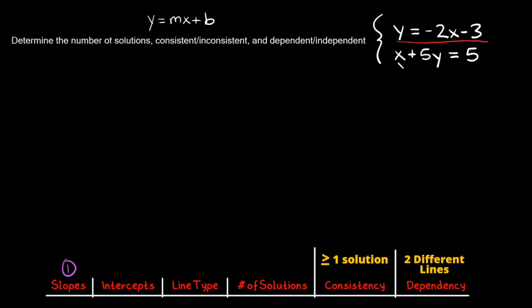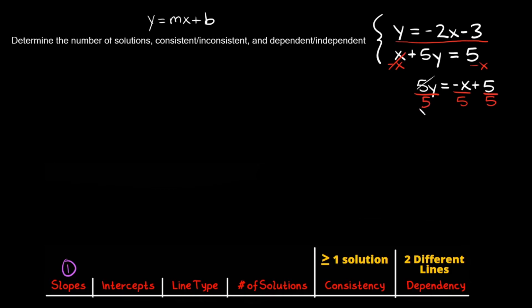The first thing I'm going to do here is get rid of the x, so I'm going to subtract x. And what you do to one side, you do to the other. Then these x's cancel out, and we're left with positive 5y is equal to 5 minus x, or I can flip that and write it as negative x plus 5. Now in order to solve for y, I need to get rid of the 5, so I'm going to divide by 5. What you do to one side, you do to the other, so we have to divide everything on this side by 5 also.